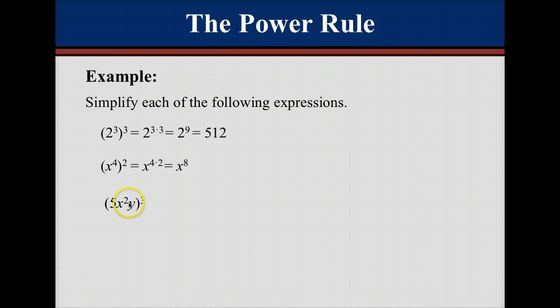And again, we're having power to a power, so let's distribute that out. A lot of students forget 5 to the 3rd, but every one of these are to the 3rd power. So we can rewrite this 5 to the 3rd times x squared to the 3rd times y to the 3rd. Then simplify it. 125 times x to the 2 times 3, which is 6, times y to the 3rd.